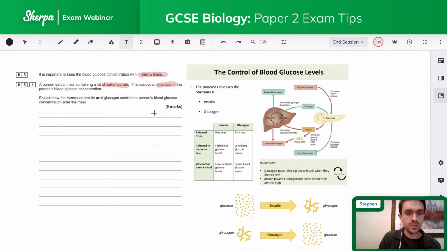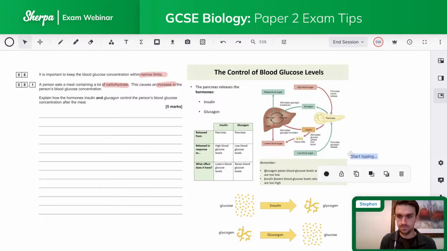So let's remind ourselves, how do insulin and glucagon work? Well, remember, insulin and glucagon are released from the pancreas. Insulin is released when blood glucose levels get too high, and it has the effect of lowering those glucose levels back down to normal. And glucagon works when the blood levels are too low, it raises them back up. I always remember that with the acronym GIRL. So glucagon, G, raises blood glucose levels when they're too low, and insulin lowers blood glucose levels when they're too high. So a good little acronym there to help you in the exam.